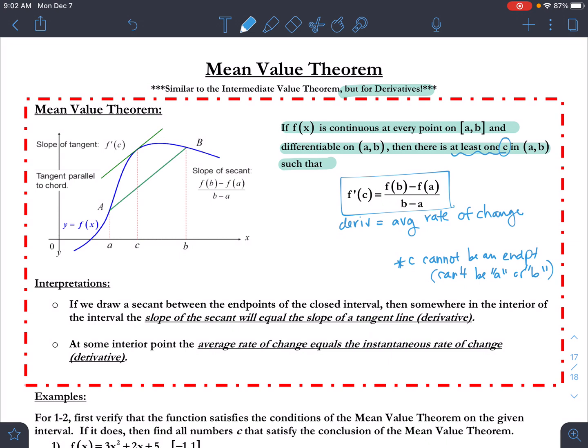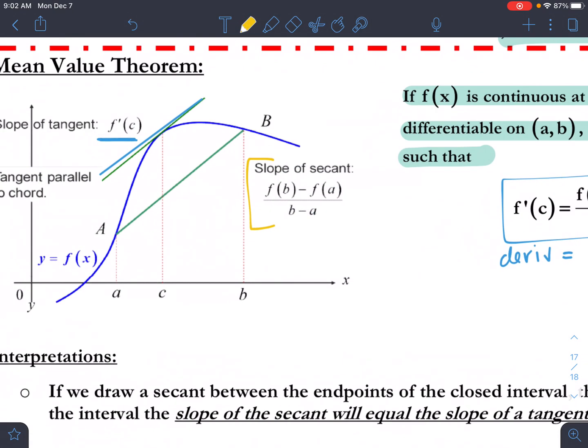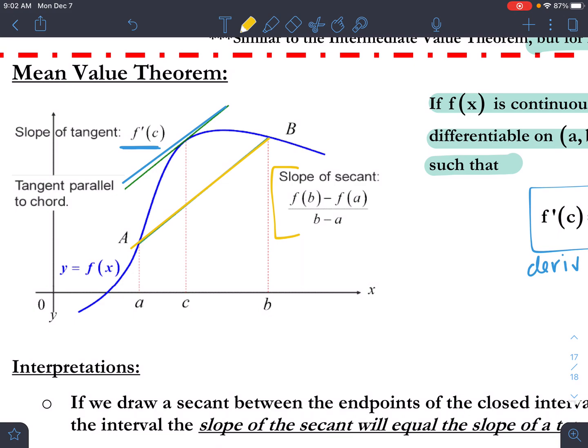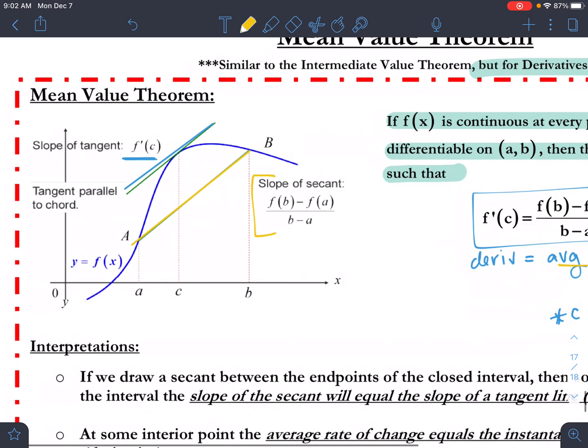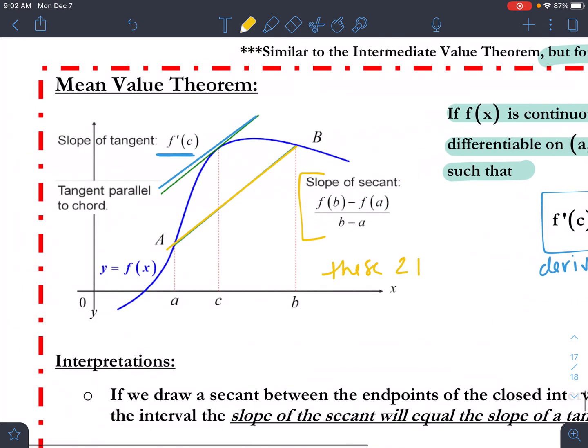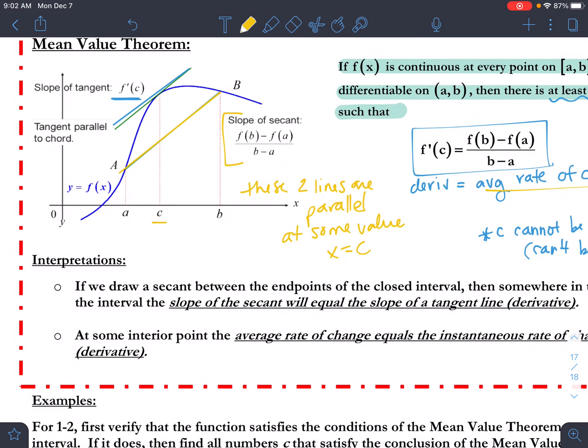One way you might see it is with a secant and tangent line. As you might remember, the slope of a tangent line is f prime of c, the instantaneous derivative, or instantaneous rate of change, at a point. And the slope of a secant line is the slope between two points, aka the average rate of change. Basically, this is saying that at some point these two lines are parallel, aka they have the same slope, at some value of x equals c. So c is just another x value that we're making up here.